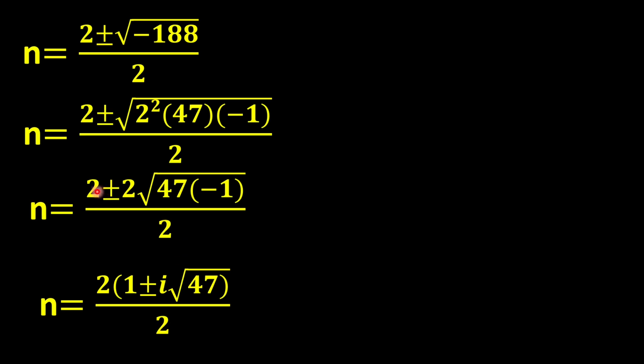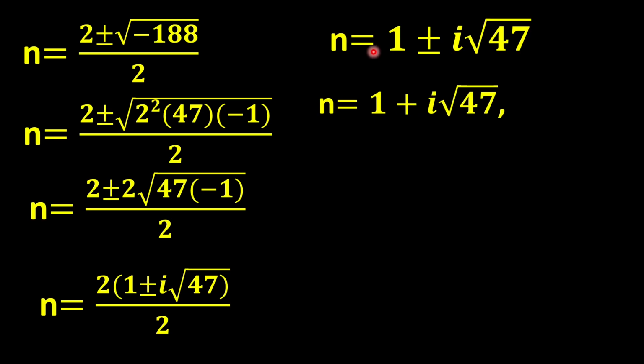So basically we have taken 2 common from here, and now in the next step this 2 will cancel this 2, so our equation will become n equal to 1 plus minus iota times square root of 47. And now we will write these values separately. So n equal to 1 plus iota times square root of 47, and similarly this value with minus.